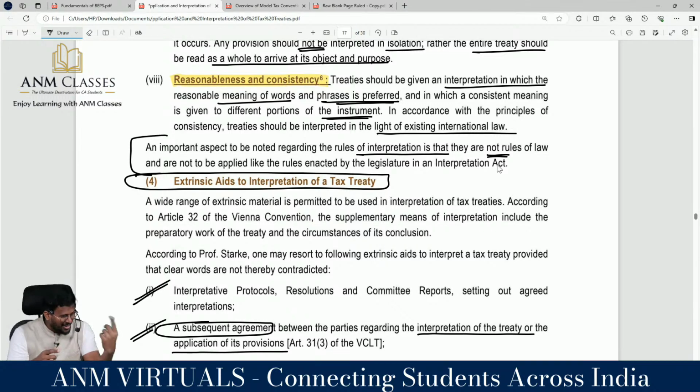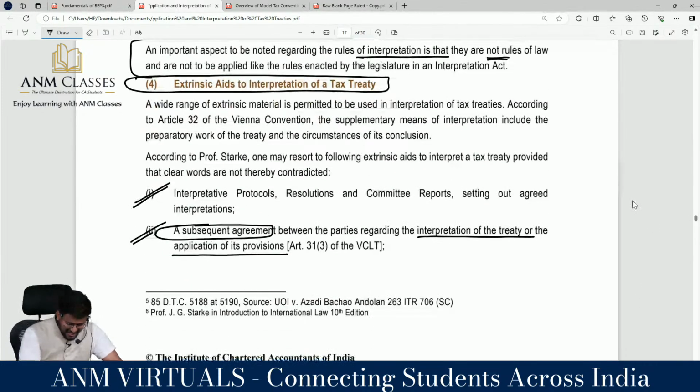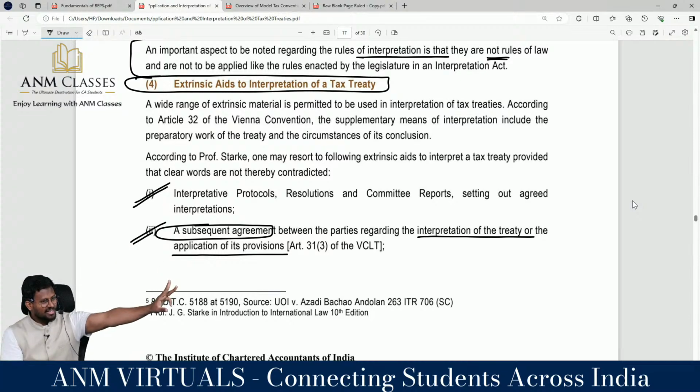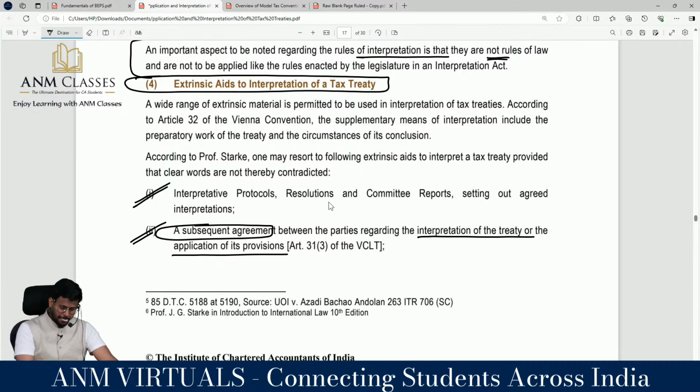திஸ் இஸ் பாயிண்ட் நம்பர் 1. பாயிண்ட் நம்பர் 2, இந்த அக்கா வர்றதுக்கு முன்னாடி நாங்க தனியா தவிச்சிருந்தோம். நாங்க கஸ்டமரி லாவை ஃபாலோ பண்ணியிருந்தோம். சார் இதுவும் பத்தல அப்படின்னு சொல்லி தான் external aids to interpret a tax treaty. வியன்னா அக்கா பத்தல, கஸ்டமரி லா பத்தல அப்படின்னு சொல்லிட்டு external extrinsic aid to interpretation of any treaty.